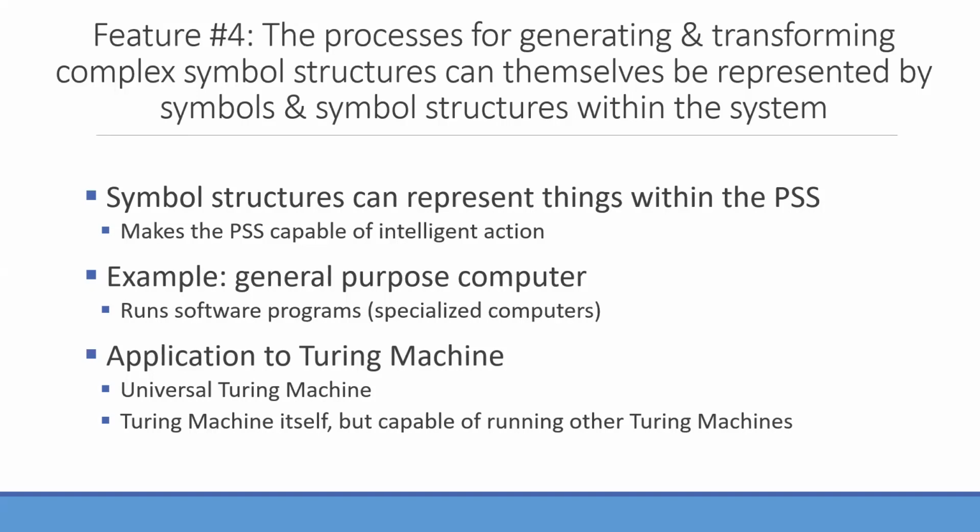So one example is the Universal Turing machine. While it is a Turing machine itself, it is able to run other Turing machines. Another example is a general purpose computer. So a single computer can run many different software programs, which are basically specialized computers on itself. And this also shows how relevant and applicable this hypothesis still can be today.